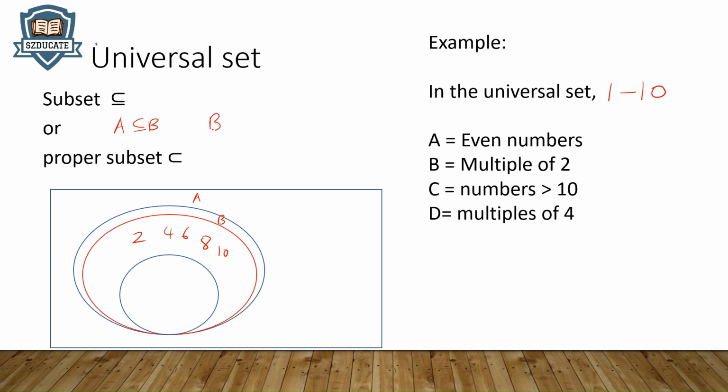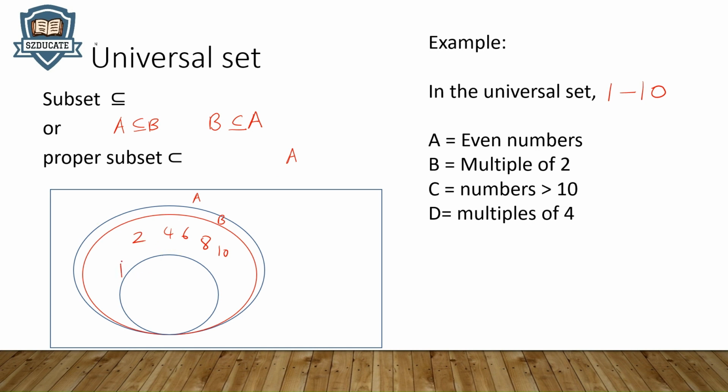And we can also say that B is a subset of A with the equal sign below because they are equal. So what is a proper subset? Proper subset is when there's something extra in the main set. For example, we just take A as example, and then we look at D. Now D are multiples of 4. Within a universal set from 1 to 10, there's only two numbers that will satisfy.